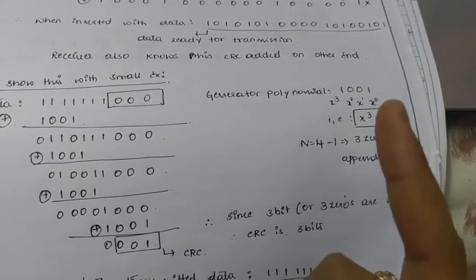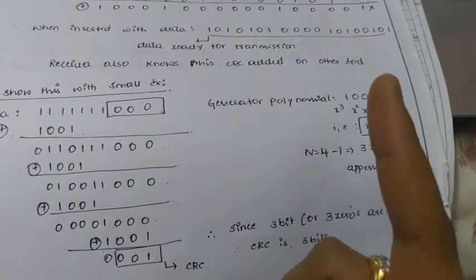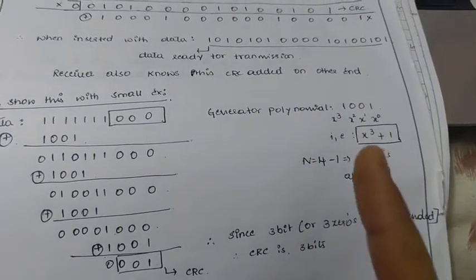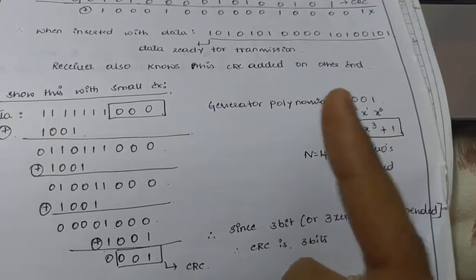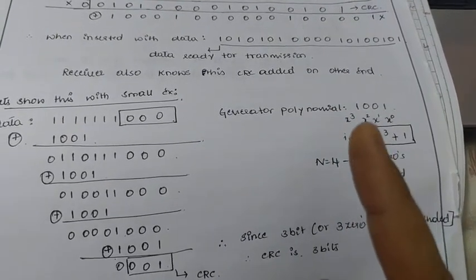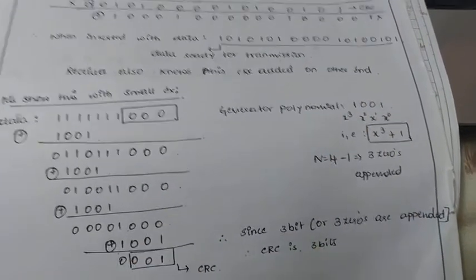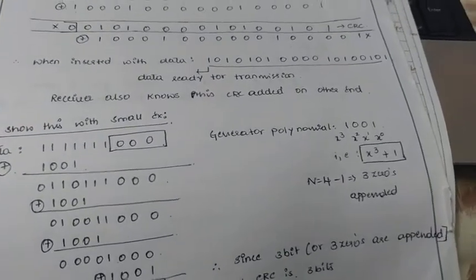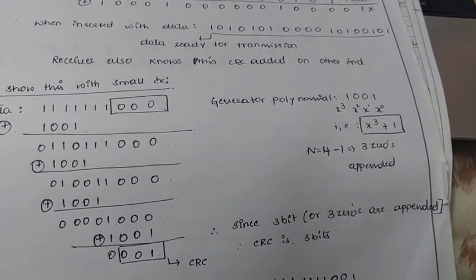Now try to write it. X power 0 is nothing but 1. So that is 1. X power 3 we should write as 1. X power 1 is 0. X power 2 is 0. X power 3 is 1. So I have written it as 1. So the generator polynomial is 1, 0, 0, 1.